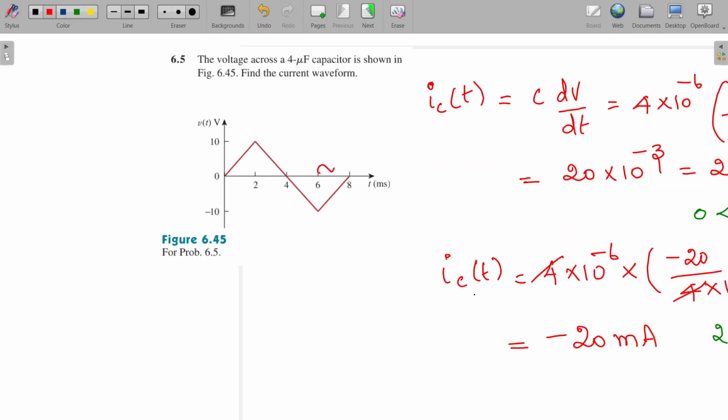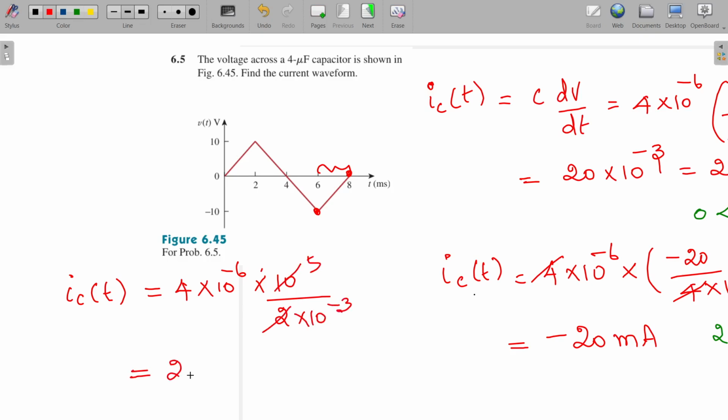Next is for the time period 6 to 8 milliseconds. The change in voltage is from minus 10 to 0, so this is your segment. i_C(t) can be written as C, that is 4 microfarad, so 4 into 10 power minus 6 times dV/dt. The change in voltage is 0 minus of minus 10, so that becomes 10 divided by 2 milliseconds, so 2 into 10 power minus 3. If you put it, it is again 20 milliamps, for the time period 6 to 8 milliseconds.